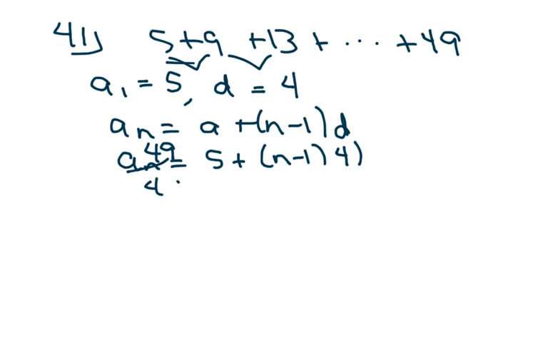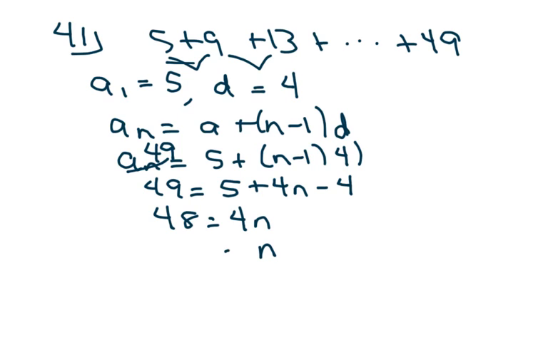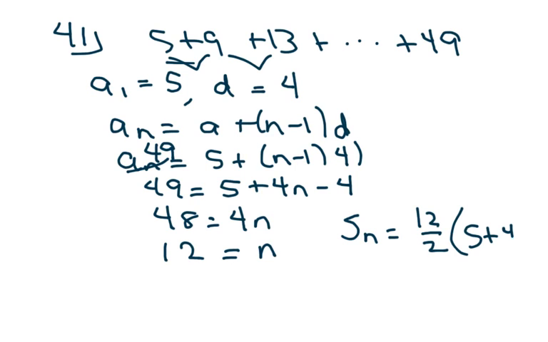So we're going to get 49 equals 5 plus 4n minus 4. So we get 48 equals 4n. So n equals 12. Now we just use our formula. S of n equals 12 over 2 times 5 plus 49. And that's all going to equal 324. Okay? And that's all.